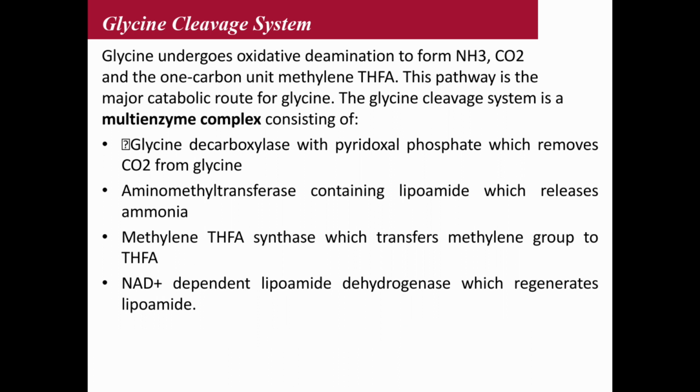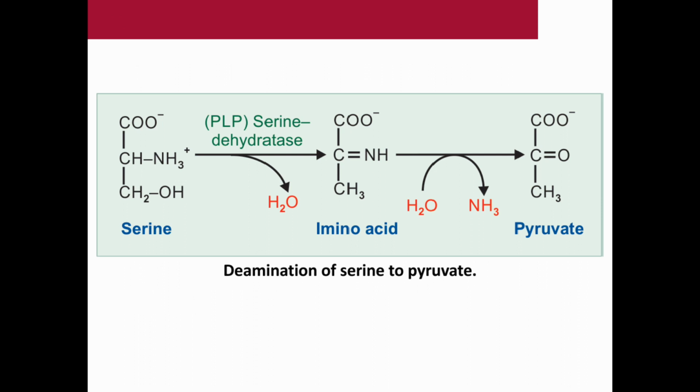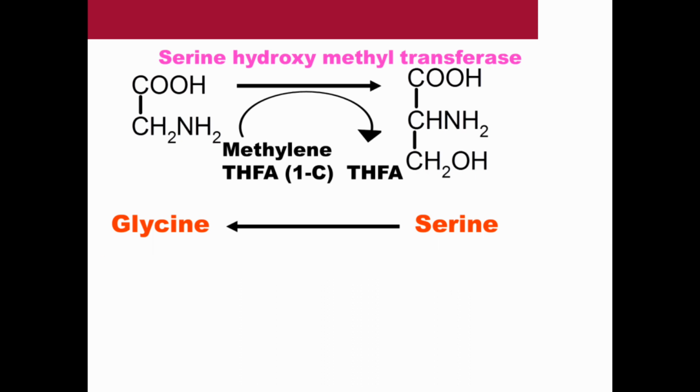The glycine cleavage system is a multi-enzyme complex consisting of glycine decarboxylase, amino-methyl transferase, methylene tetrahydrofolate synthase, and NAD-dependent lipoamide dehydrogenase. So deamination of serine to pyruvate: serine is converted, in presence of serine dehydratase, into pyruvate. So from serine, glycine is formed. Serine is converted into glycine by serine hydroxymethyl transferase.